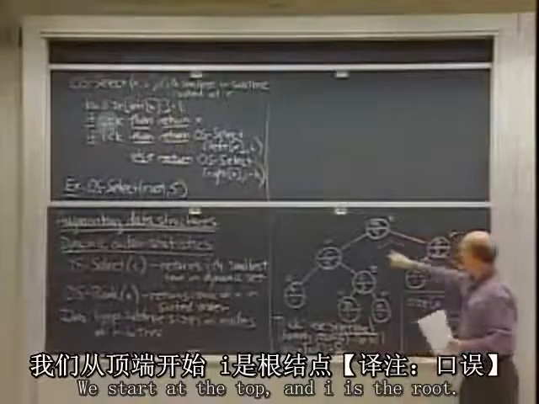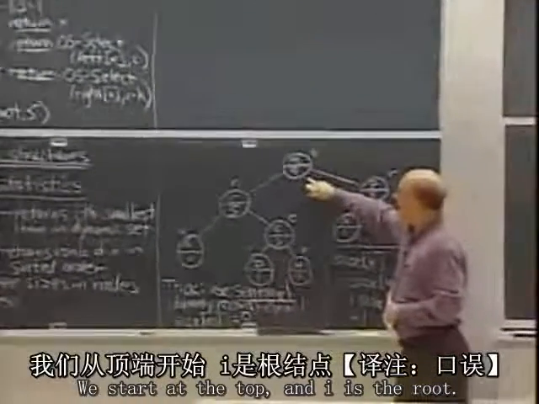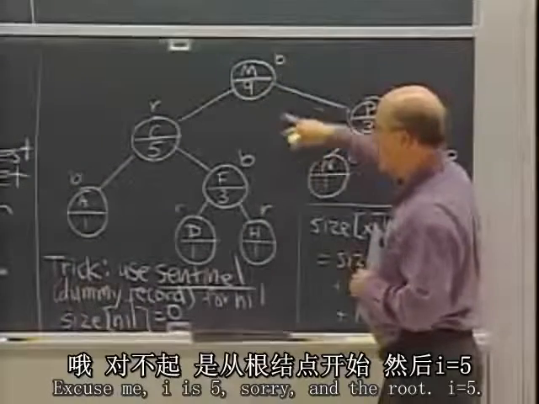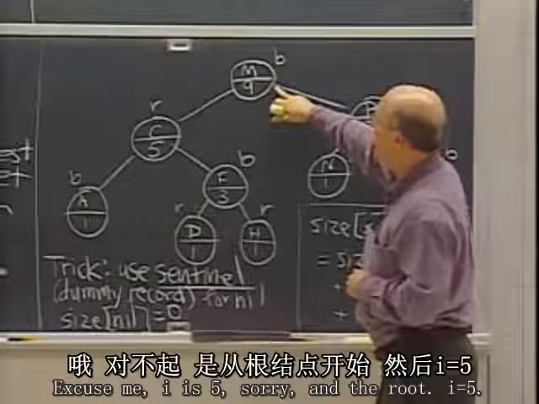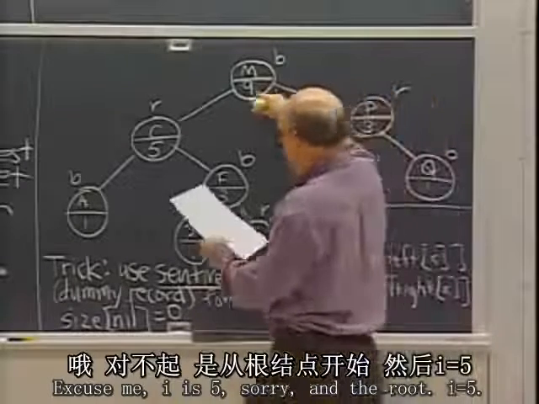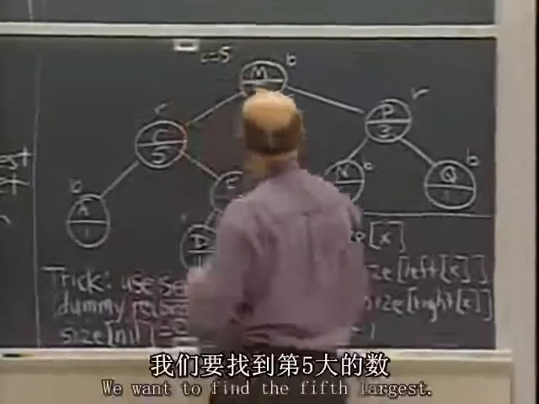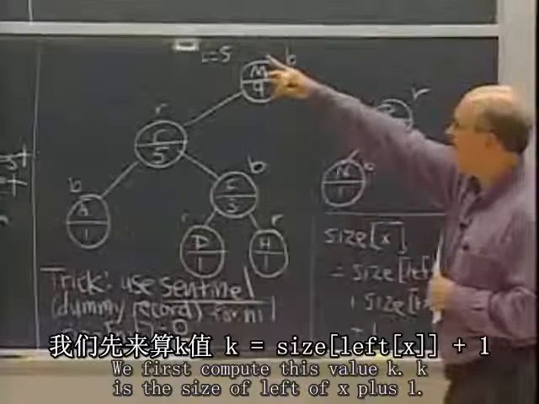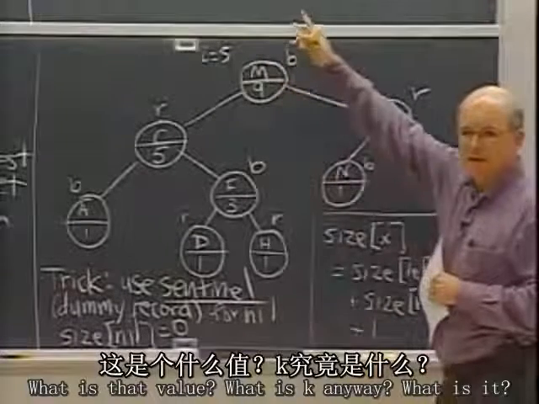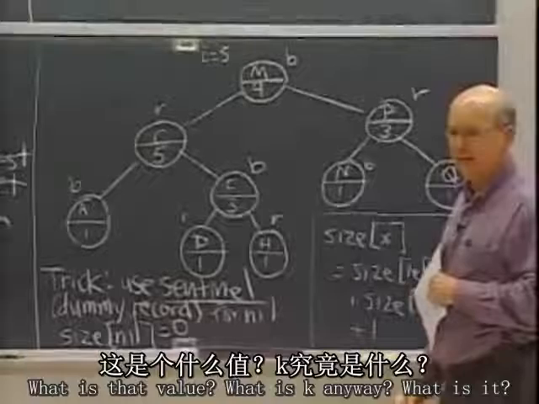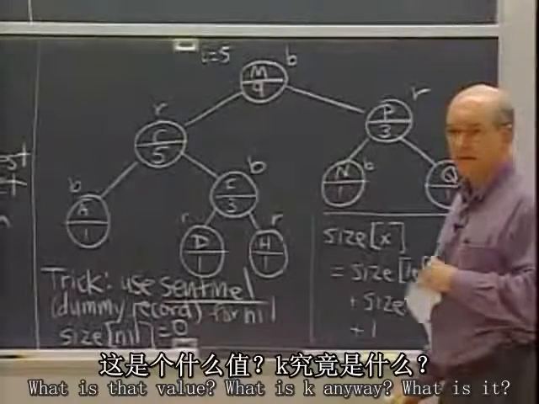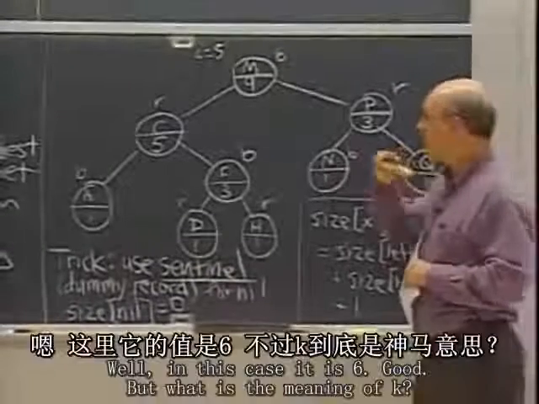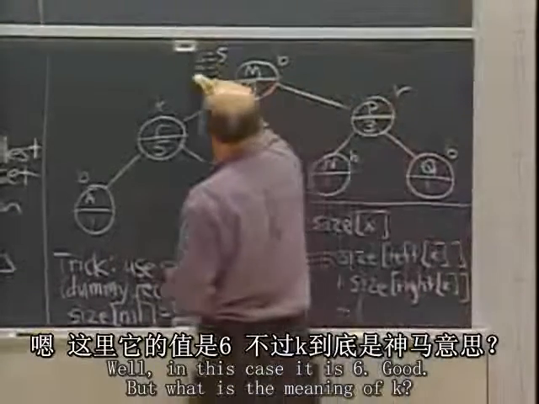Okay, so we start out at the top, and i is, excuse me, i is 5, sorry, and we're at the root. So i is 5. We want to find the fifth largest. So we first compute this value k. k is the size of left of x plus 1. What is that value? What is k anyway? In this case, it's 6. Good. But what is the meaning of k?